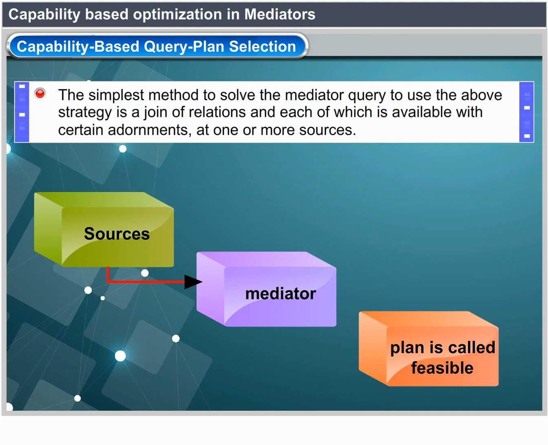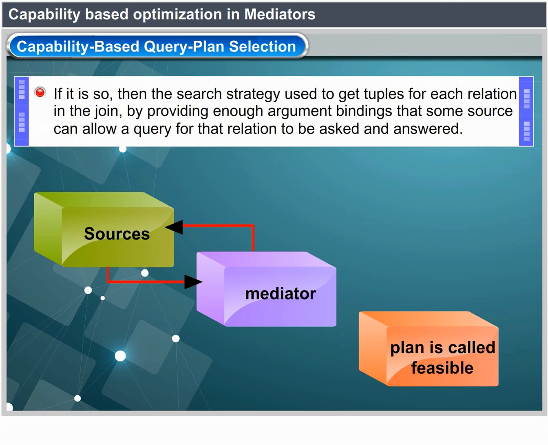The simplest form of mediator query for which we need to apply the above strategy is a join of relations, each of which is available with certain elements at one or more sources. If so, then the search strategy is to try to get tuples for each relation to the join by providing enough argument bindings that some source allows a query about the relation to be asked and answered.